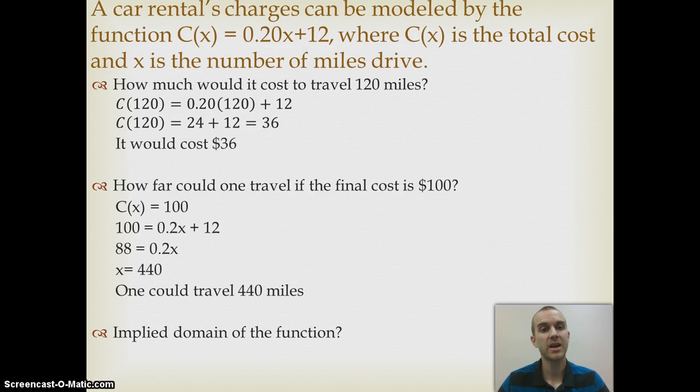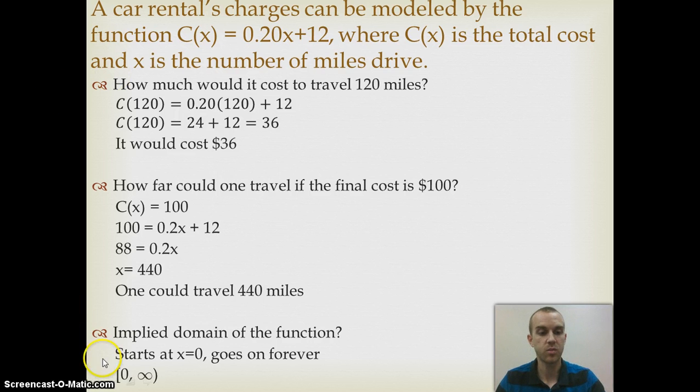And then what would be the implied domain? While the domain of this function is all real numbers, the one thing we pay attention to though is that we're dealing with a situation. We can't have a negative mileage. So our time and our cost actually start at mile 0 once you actually agree to pick up the car. So for that reason, while the function as a general theoretical function is all real numbers, in the case of this problem, it starts at 0 and can technically go on for infinity. So we would write that with the bracket of 0, comma, infinity if we were using interval notation.